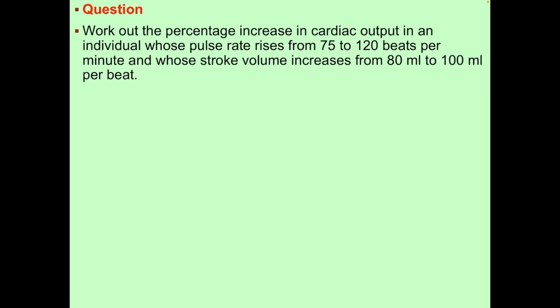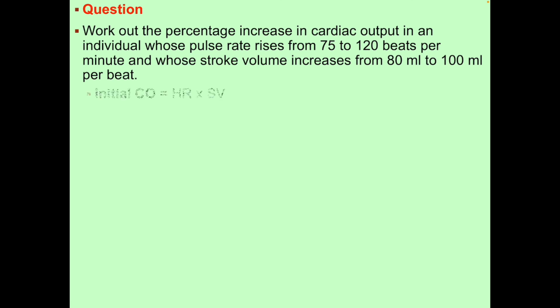So in order to work this one out, there's 3 things we need to know. We need to know the initial cardiac output, we need to know the final cardiac output, and then we need to calculate the percentage increase. So if you were struggling a little bit to know what to do, you might just want to pause now and see if that's helped a little bit.